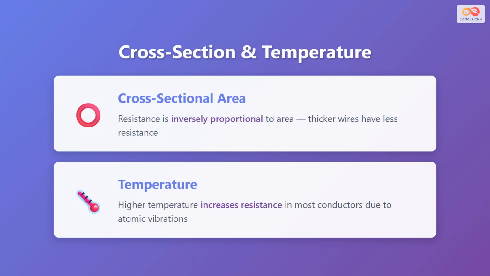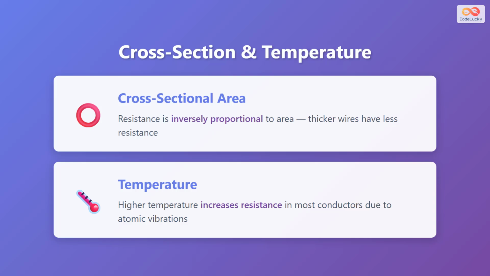The third factor is cross-sectional area. Resistance is inversely proportional to the cross-sectional area of the conductor. This means thicker wires have less resistance because there's more space for current to flow through. If you double the thickness of a wire, you cut its resistance in half.